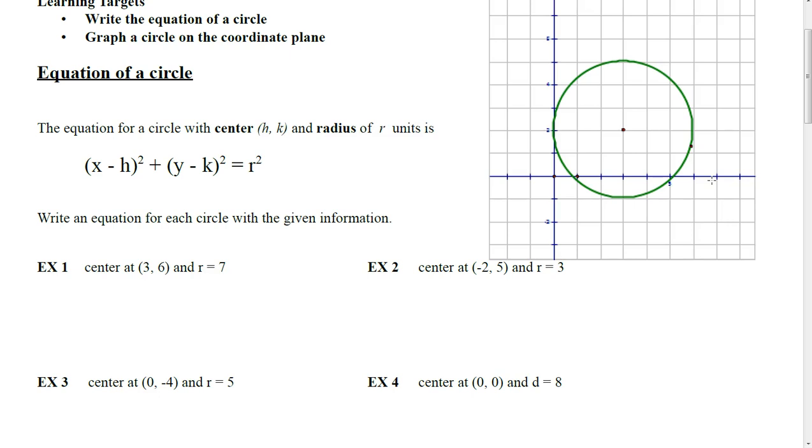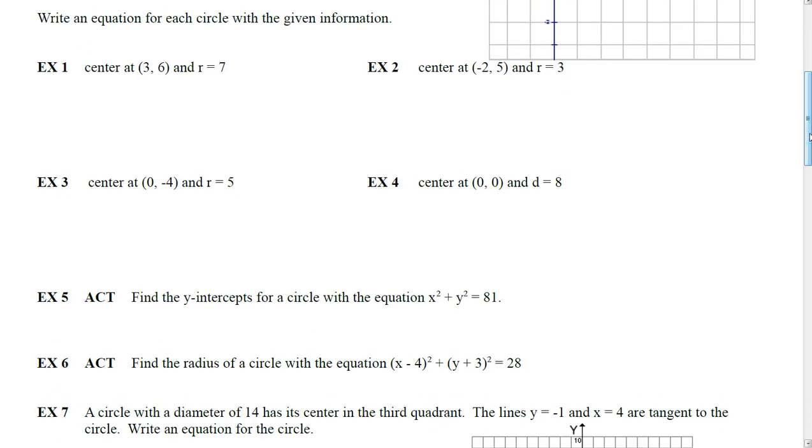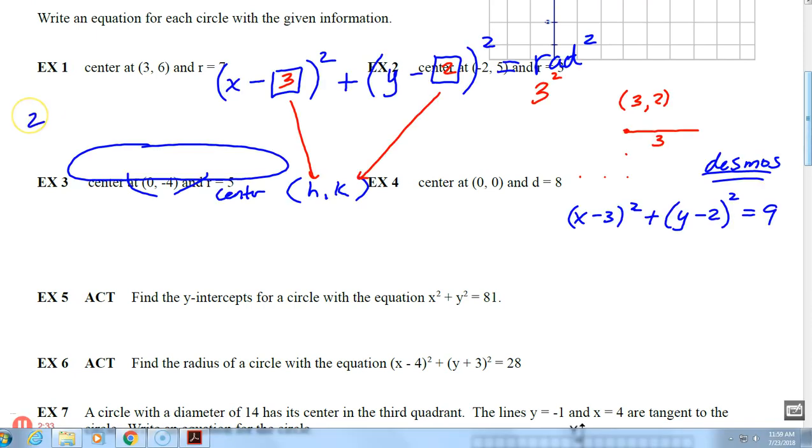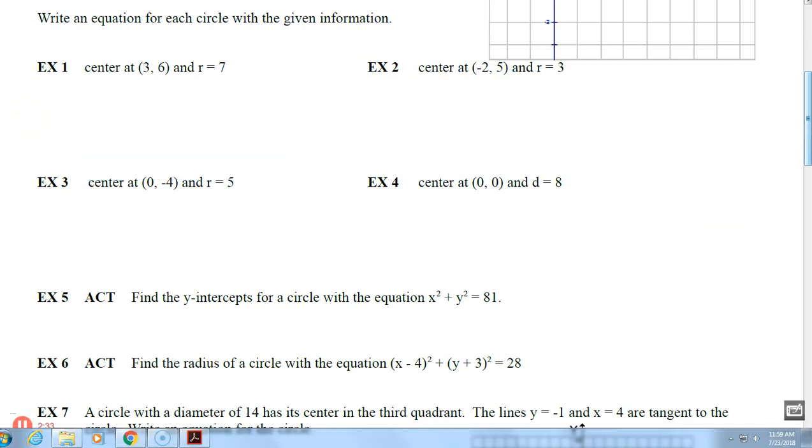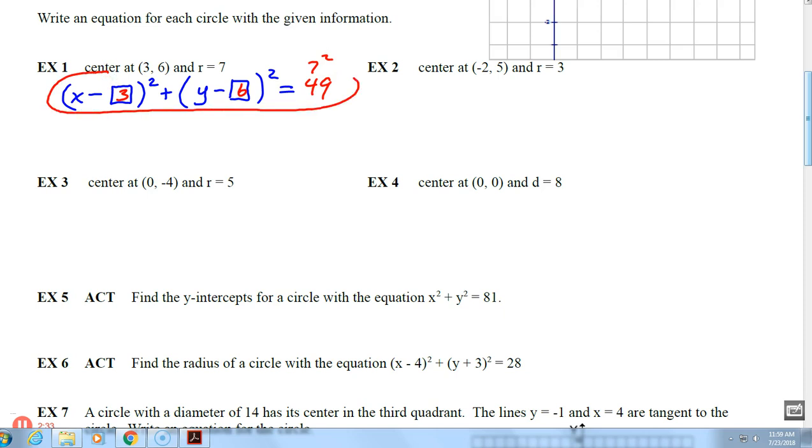So let's come down a little bit here. Example 1: write an equation for each circle with the given information. They're just telling me where the center is. So I'm going to think about my generic template: x minus box squared plus y minus box squared equals the radius squared. And I'm going to just insert the pieces. The x coordinate is going to jump right there. The y coordinate is going to jump right here, and the radius squared would be 7 squared, which would be 49. Now when you write your final answer, you're not going to put the boxes in there, but that's how it's going to be.